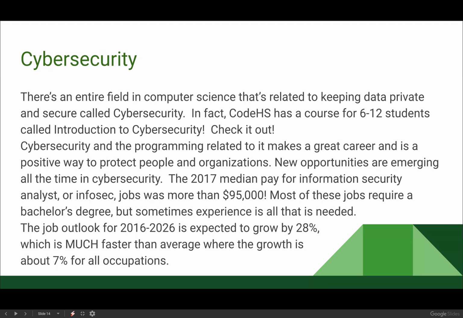And this sector, cybersecurity, is expected to increase dramatically, up by 28%, which is way faster than the average job sector, where growth is only about 7% for all other occupations. So cybersecurity is a hugely growing field because as the world gets more and more digital, we need to make sure our data is good and secure.